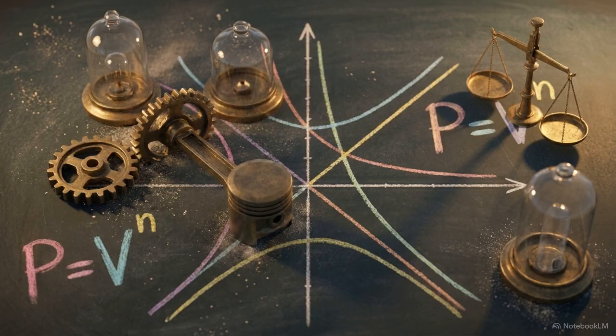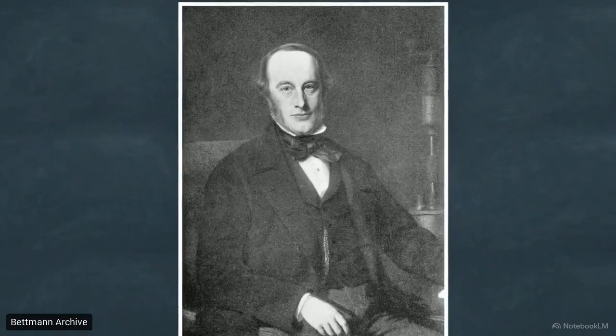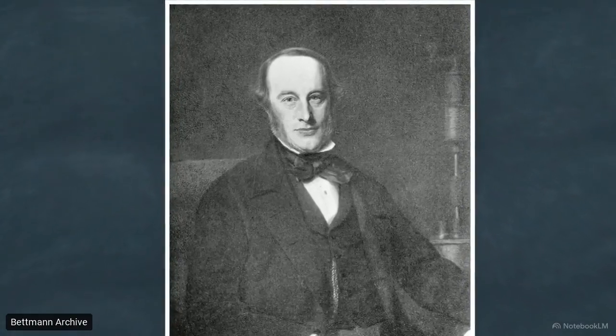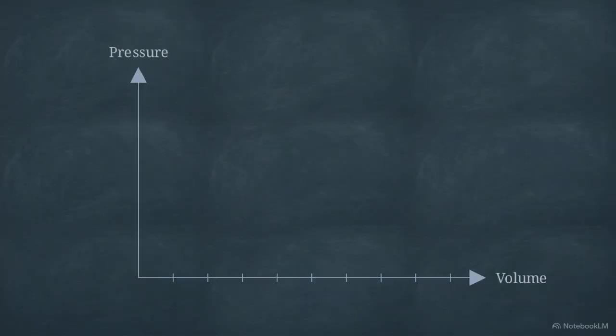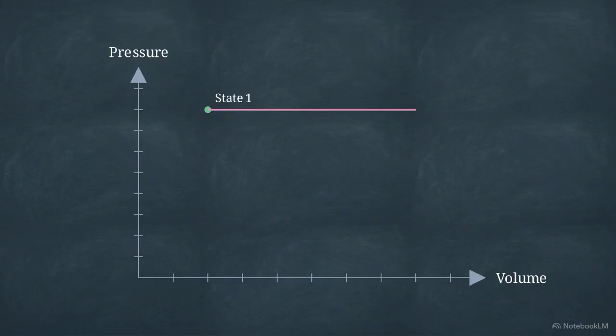Historically, researchers mapped state transitions by isolating a single constraint to observe how remaining variables behaved. Robert Boyle's experiments focused on transitions where the temperature of the gas was held constant. Under this constraint, pressure and volume share an inverse relationship. Shrinking the volume raises pressure along a hyperbolic path. Holding pressure constant, an isobaric process, creates a perfectly horizontal path.